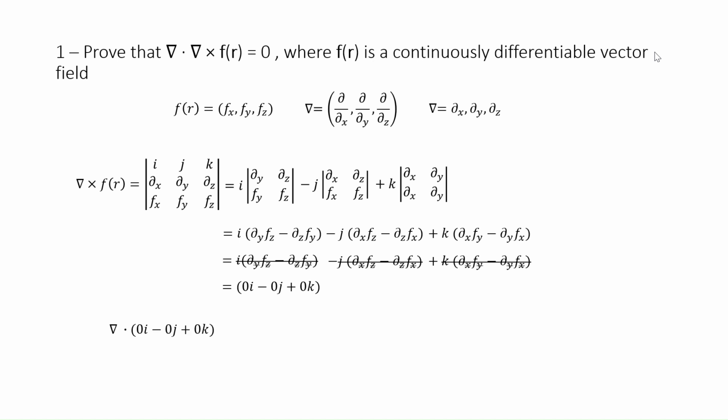Now, this is quite obvious that this is going to go to 0, but just to be thorough, we're going to do del dot this vector, which comes out as dx 0, dy 0, dz 0, which all go to 0. So here we are, del dot del cross fr equals 0.